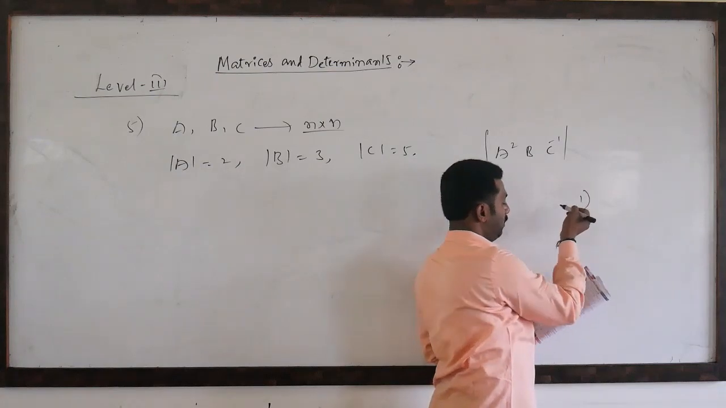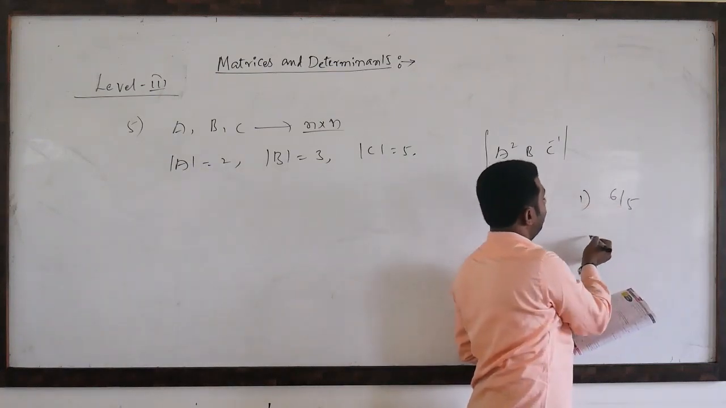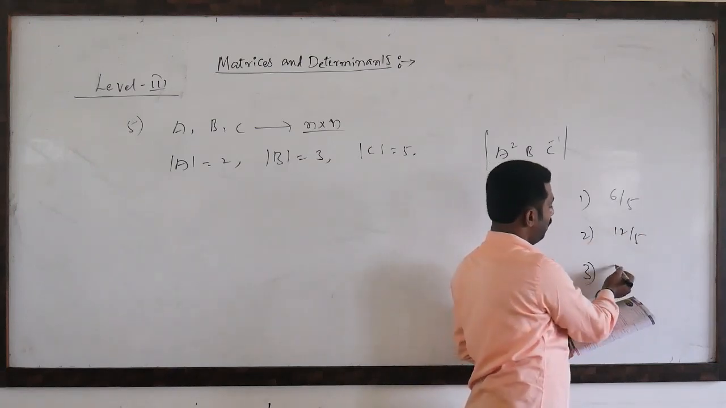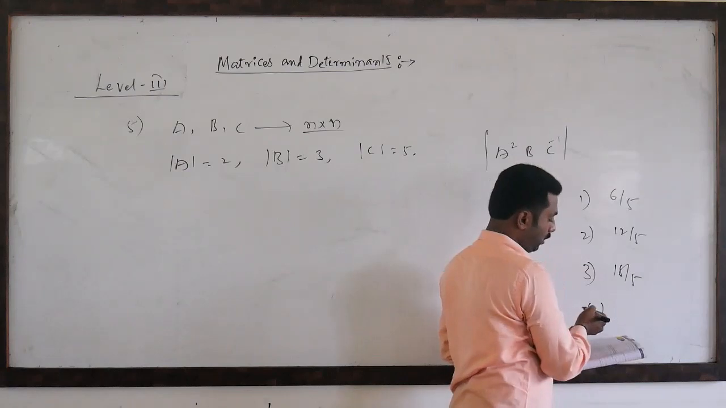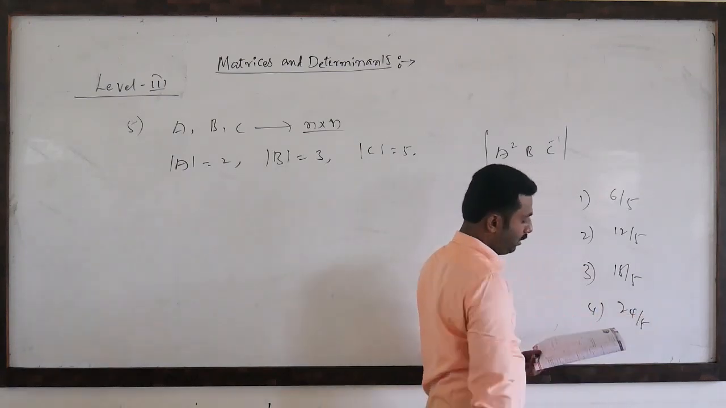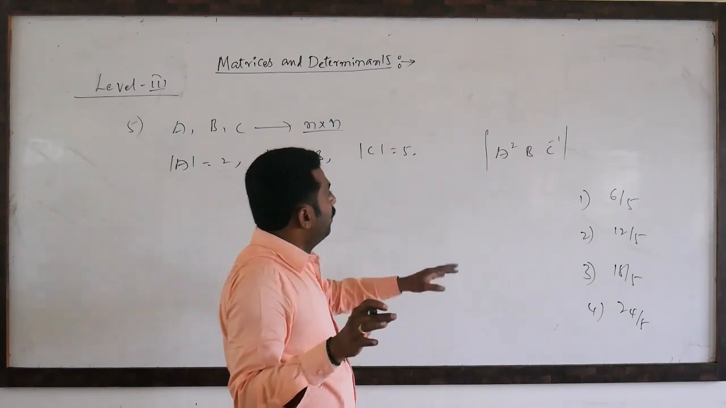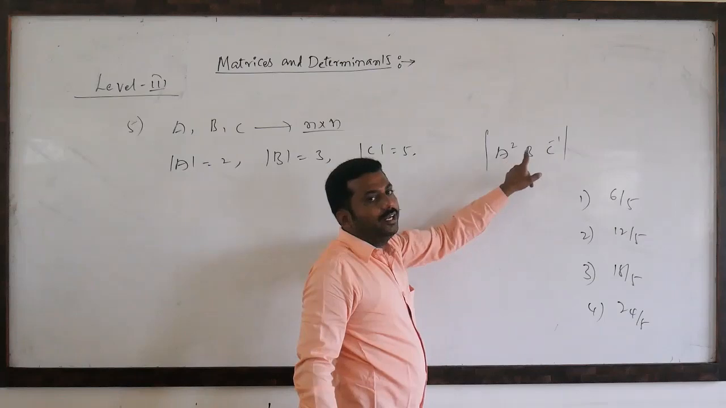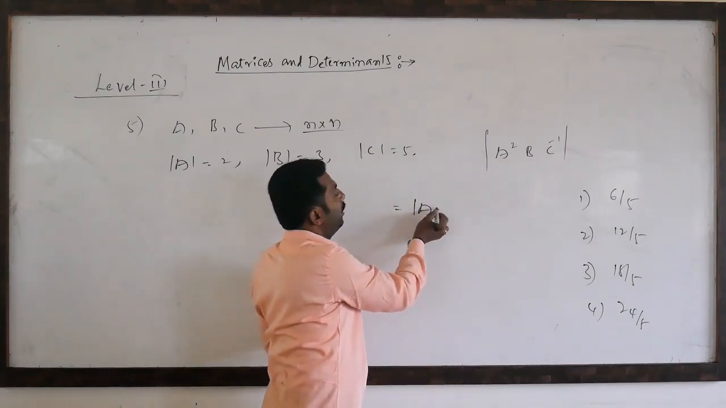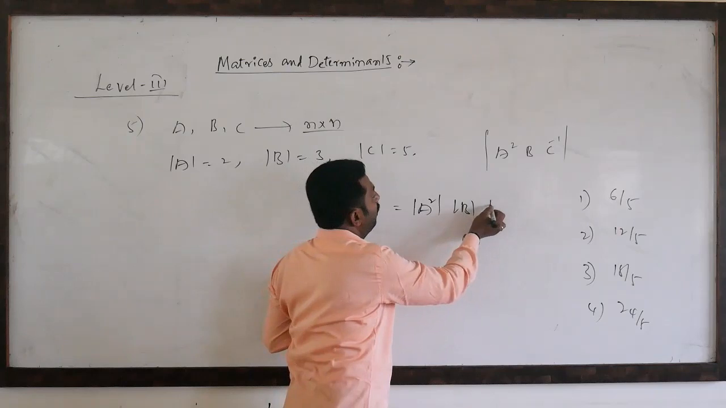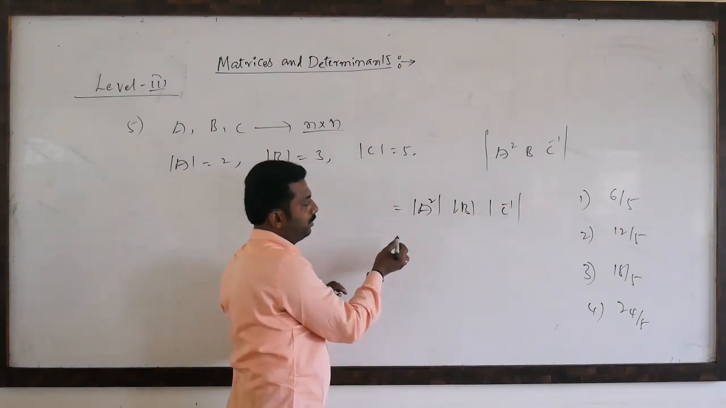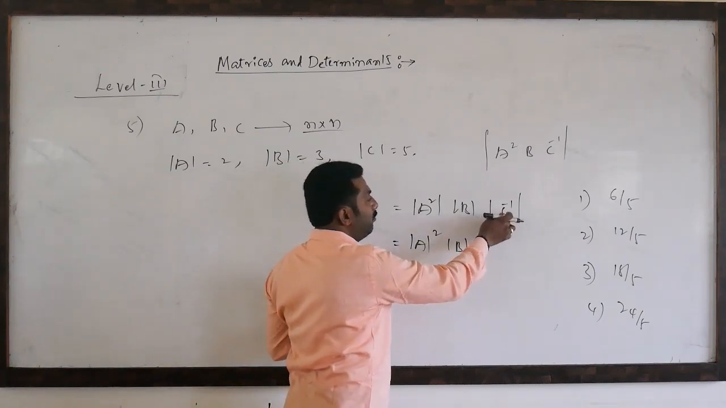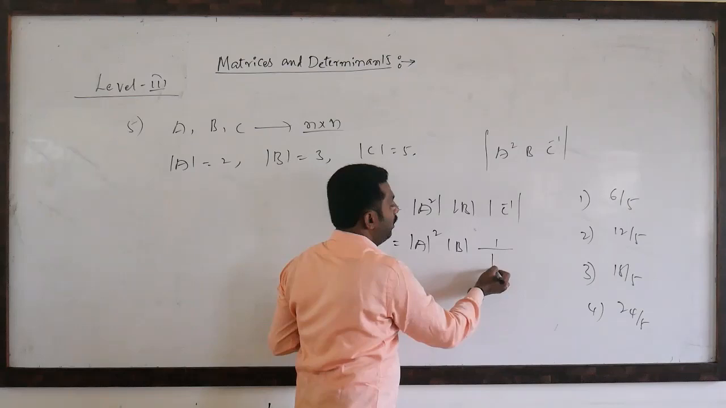The options: the first one is 6 by 5, the second is 12 by 5, the third is 18 by 5, the fourth is 24 divided by 5. First we will discuss this one. Determinant of ABC is det A, det B, det C. That means determinant of A square, determinant of B, determinant of C inverse.